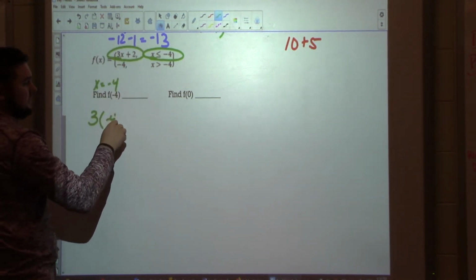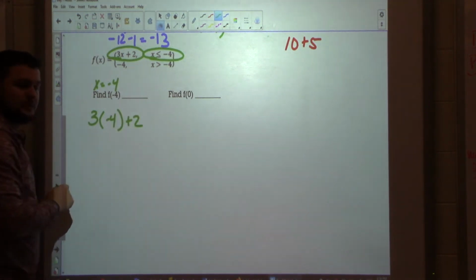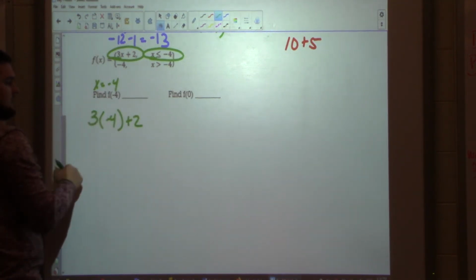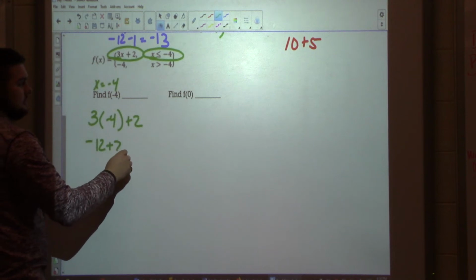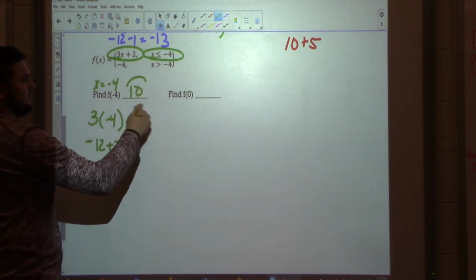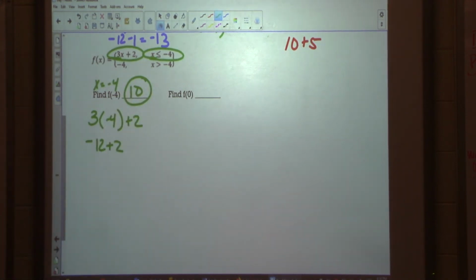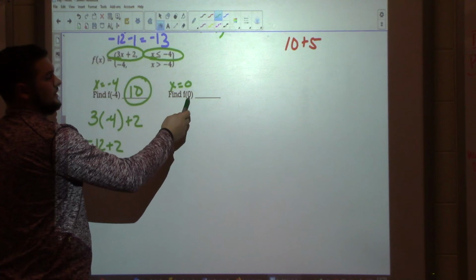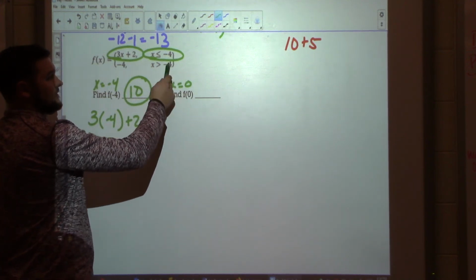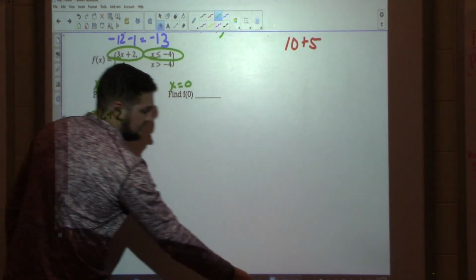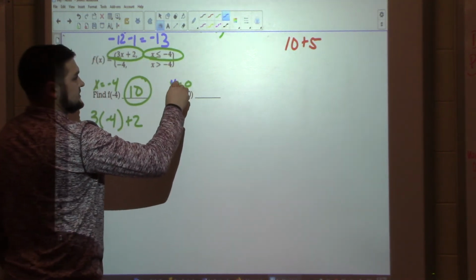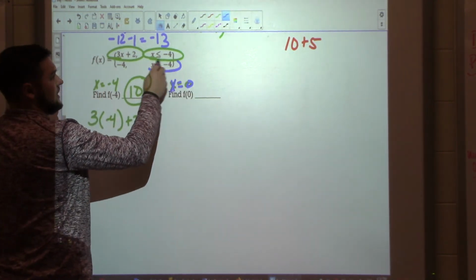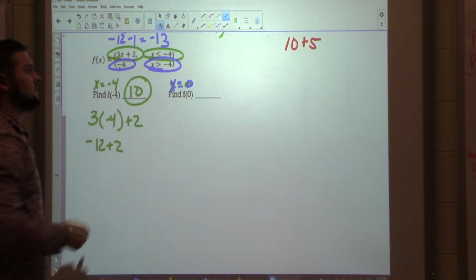Plug it in. 3 times negative 4 plus 2. Well, 3 times negative 4 is negative 12. Plus 2 gives me negative 10 for my answer. Then our last one that you have on your paper, find f of 0. That's where x equals 0. 0 is greater than negative 4, so I'm using this bottom function.